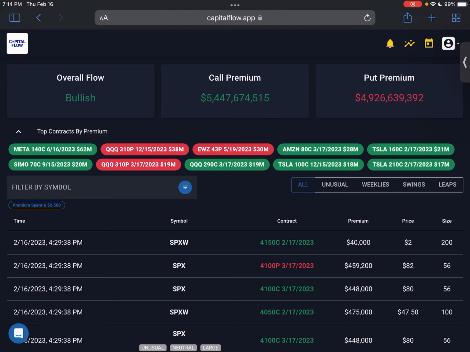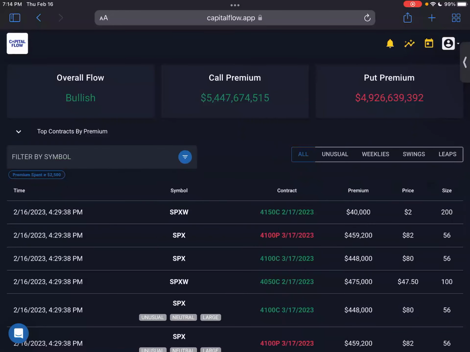Now, if you do see it as one-sided, either a lot of calls or a lot of puts, then you can kind of get an idea. But on most days, there's going to be a lot of Tesla flow, and it's going to be going both ways. So it can just be kind of tricky to get a sense of direction there. You really got to make sure you're watching the chart for that one.